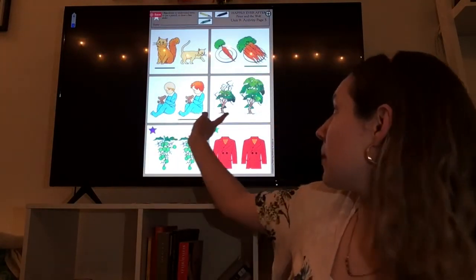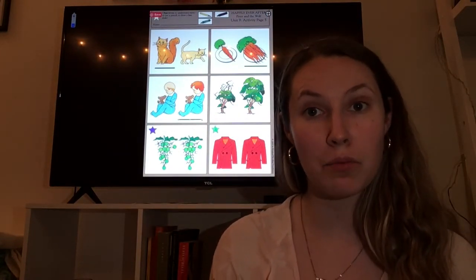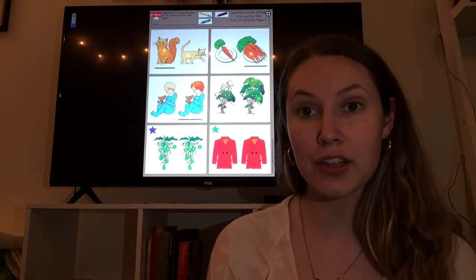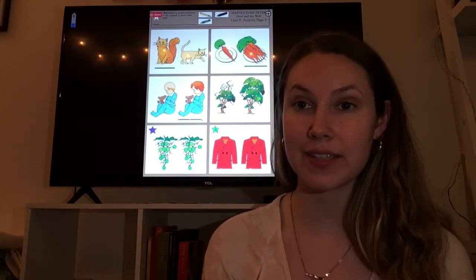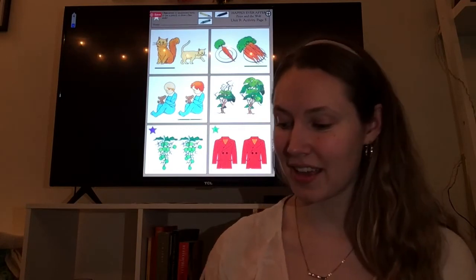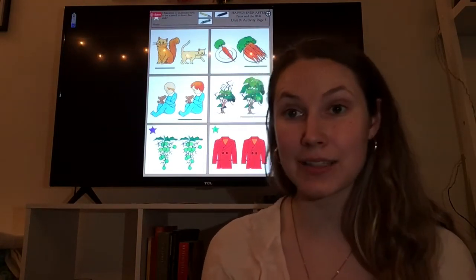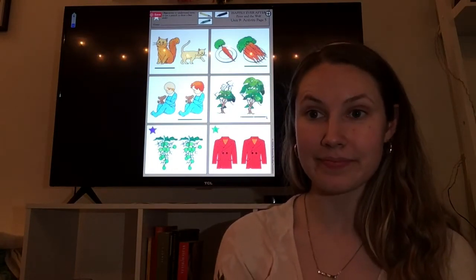Now we're going to look at the picture of the two trees. One of the trees has more leaves. Underline the tree that has more leaves. So we want to underline this tree on the right here because it has more leaves on it.